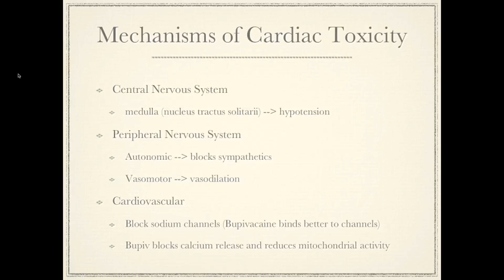So in terms of how these drugs cause cardiac toxicity, they can act in the central nervous system at the level of the medulla to actually cause hypotension. In terms of the peripheral nervous system, there are autonomic effects which block the sympathetic. Remember, these are some of the first things to be blocked by local anesthetics. Vasomotor functions can be blocked, causing vasodilation, so pretty much the effects at the peripheral nervous system lead to hypotension.